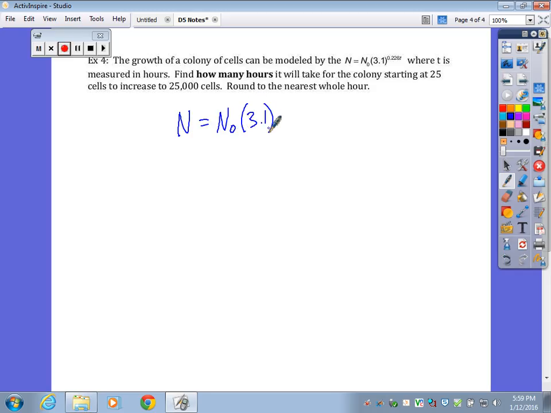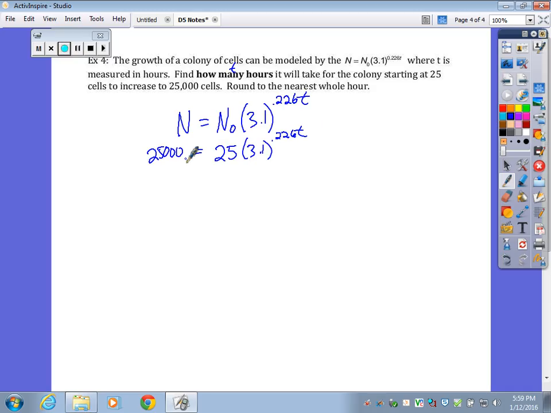Okay, trust that they know what they're doing, and they came up with this model. And then t is measured in hours. Okay, how many hours, I'm trying to find t, will it take for the colony starting at 25, that's what the n sub 0 means, it means starting number, to increase to 25,000 cells? How long will that take? So I'm trying to find t.